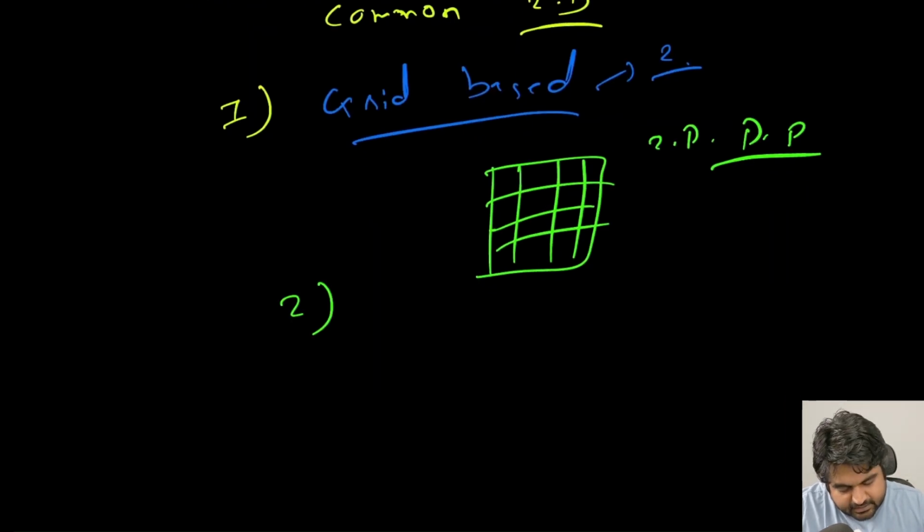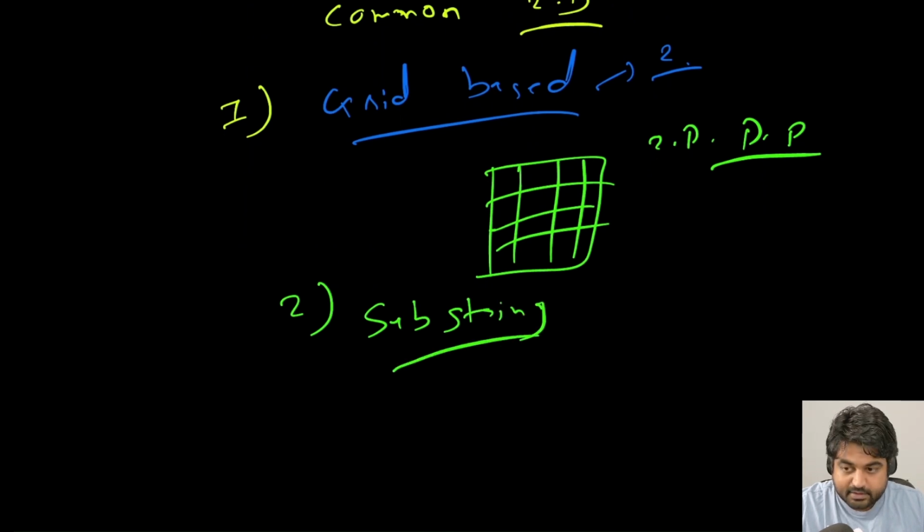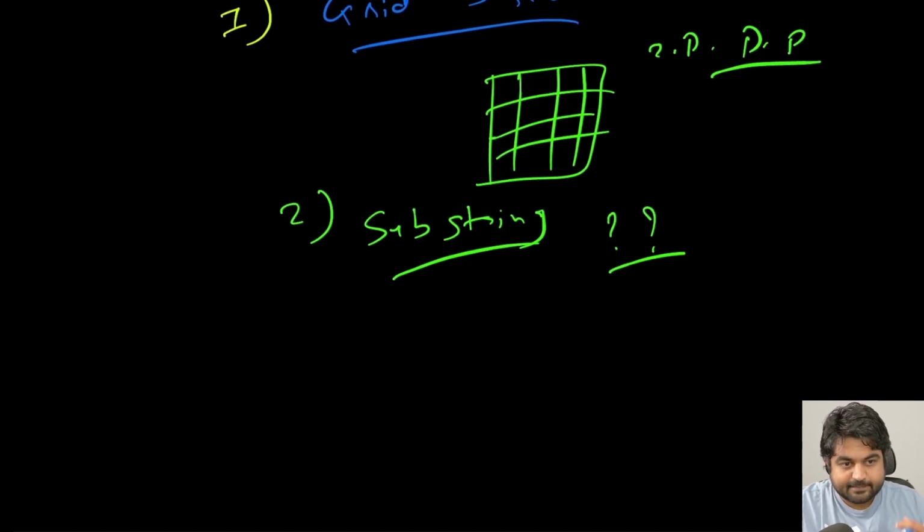Second one is typically substring-related problems. Whenever you are given two words and you are trying to find all the substrings of one word from the other word, or you are given two words and you are trying to see how many distinct ways you can generate word 2 from word 1, all of these things can also be done using 2D dynamic programming.